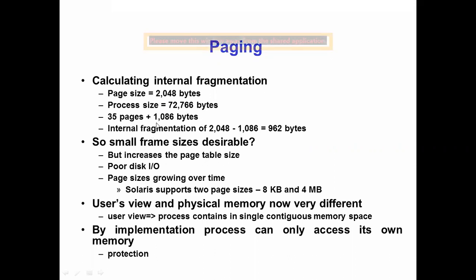Now only 1086 bytes will be left here. So we are getting 35 pages plus 1086 bytes, which means approximately half of a page. You can see approximately 35.5 pages, or a little bit more than that. But in the form of bytes, we can write this as 35 pages plus 1086 bytes.